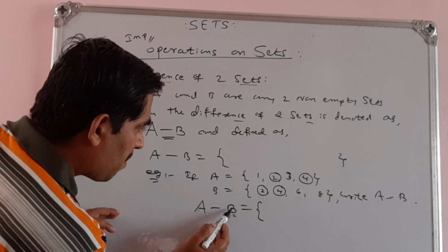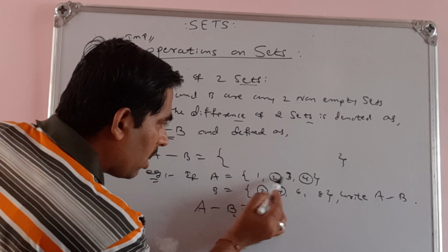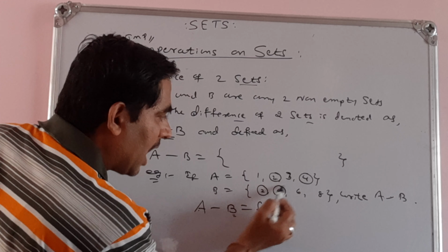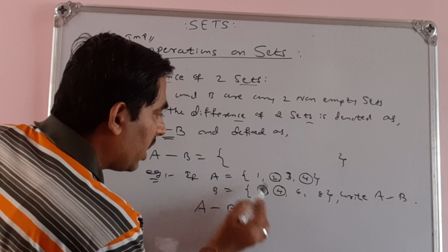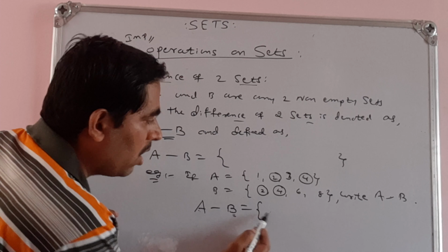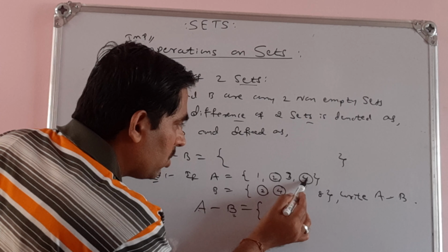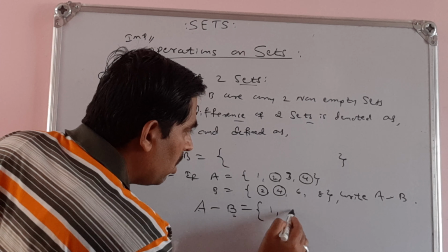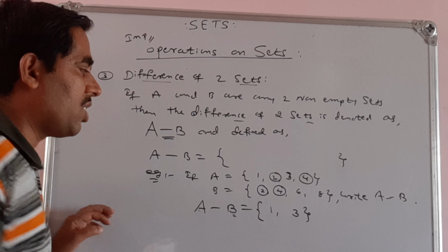A minus B. So after marking the common elements in the first set, what are the elements left in the first set? You have to write that. So in set A, leaving 2 and 4, what are the remaining elements? 1, 3. So this is the difference of A and B.